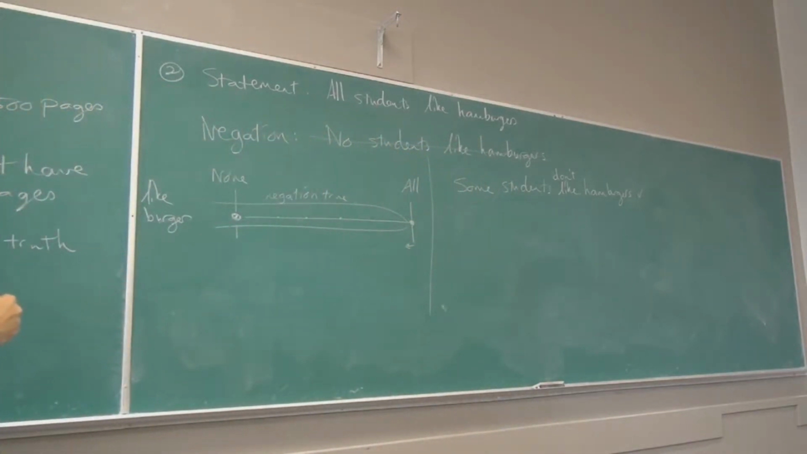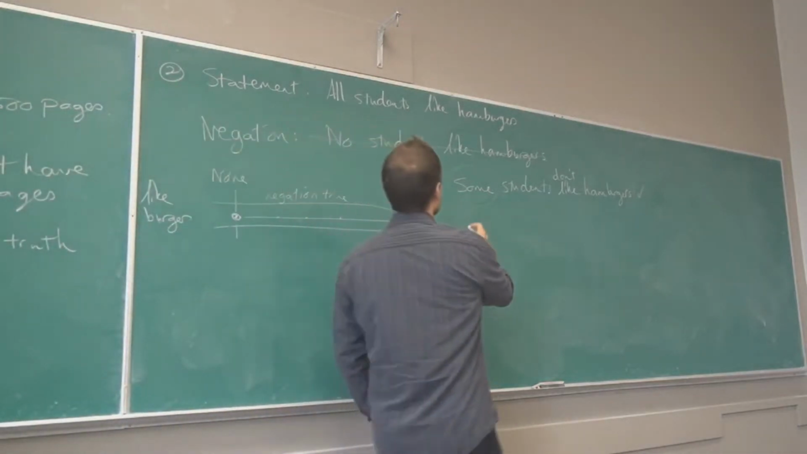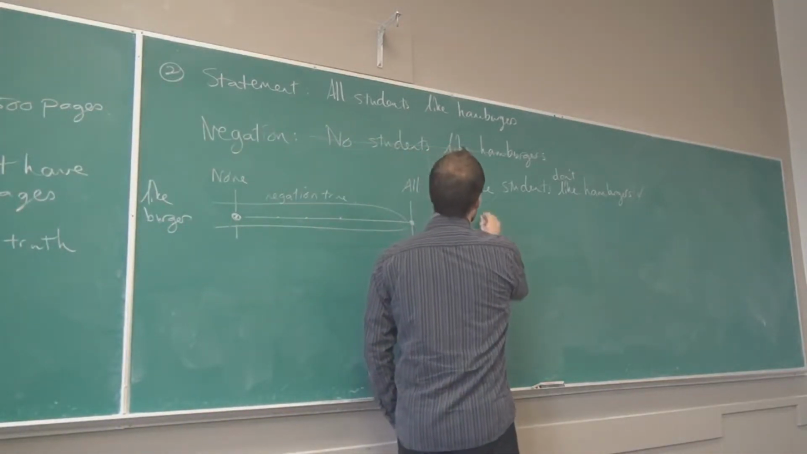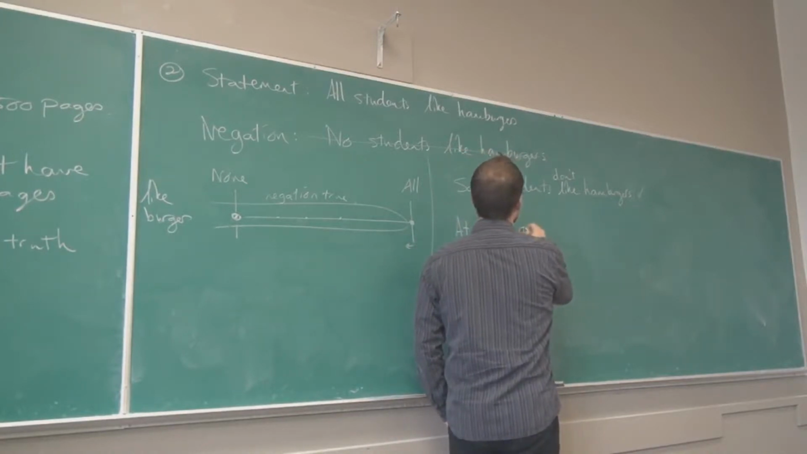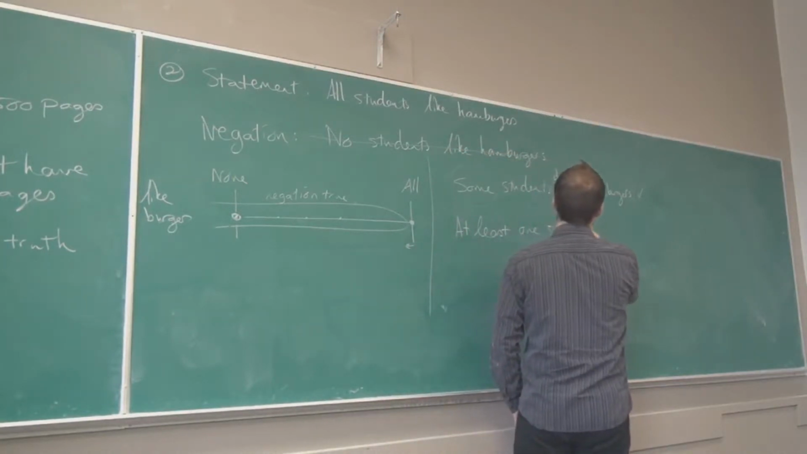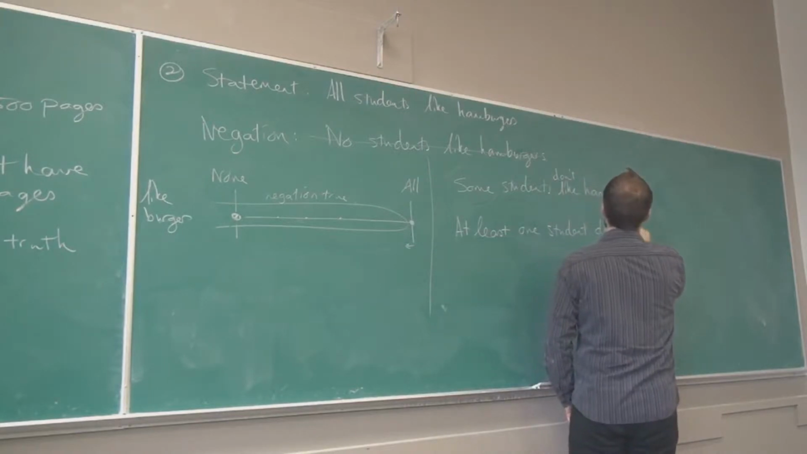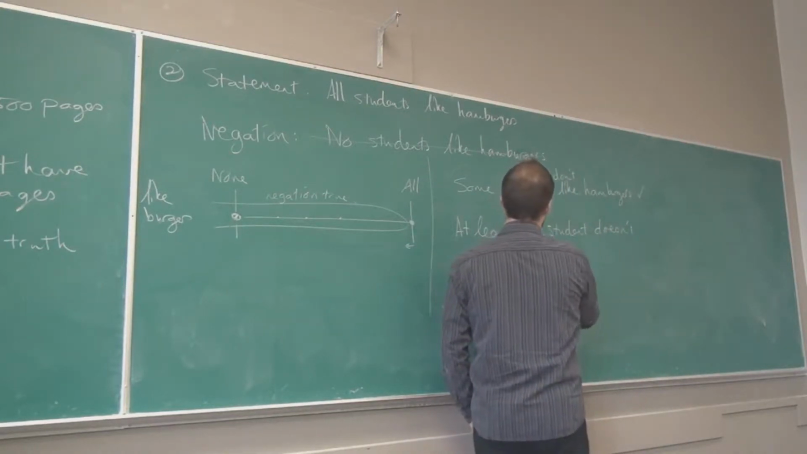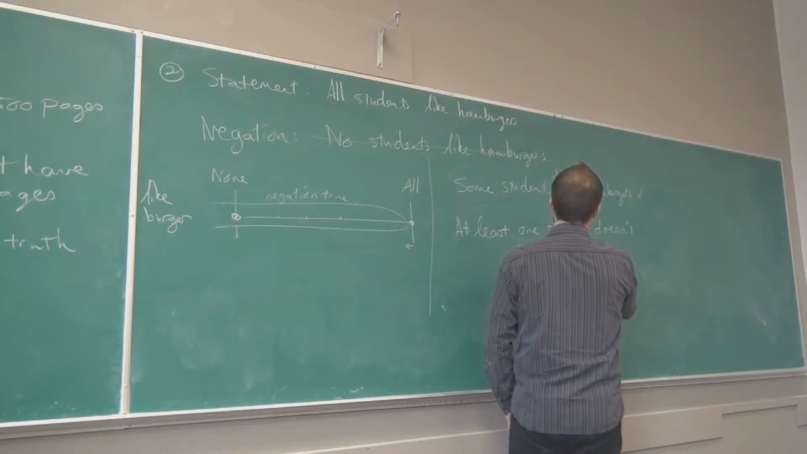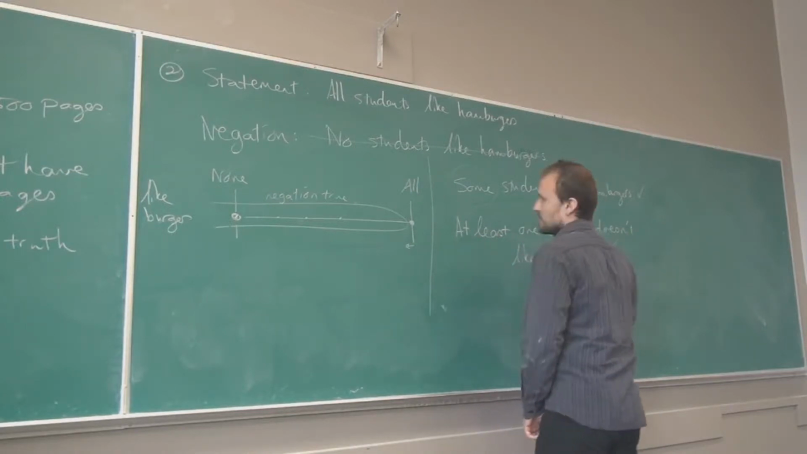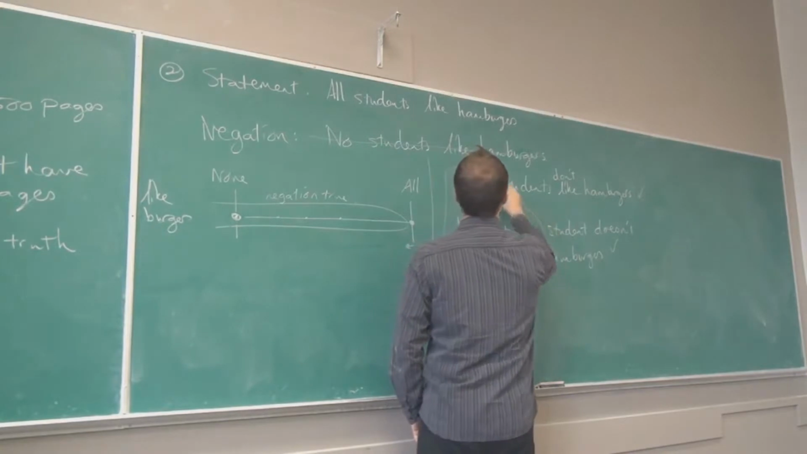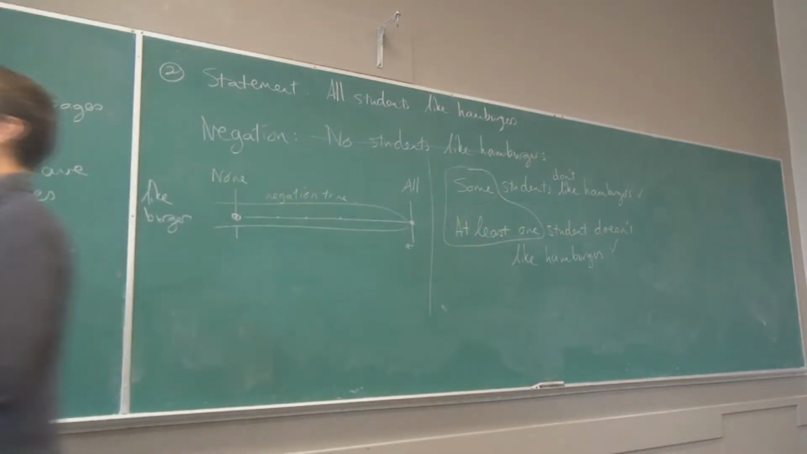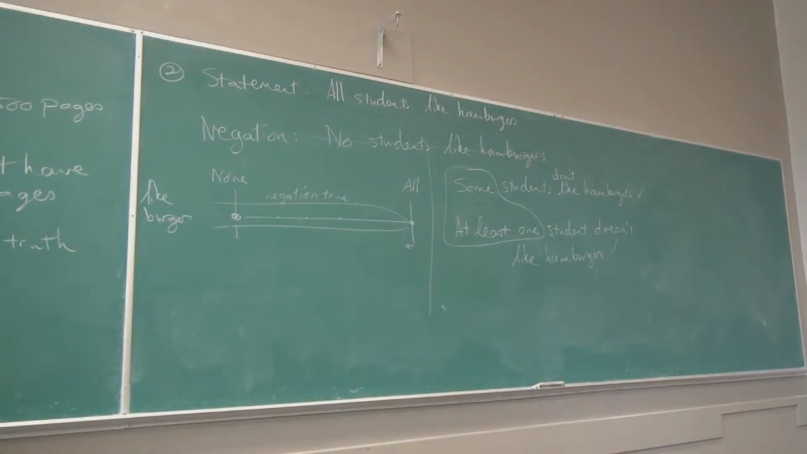Maybe a number or something. You could also say, at least one student doesn't like hamburgers. And that would be equivalent. So this some and at least one can be swapped as you feel comfortable. You can always use some. You can use an at least one. At least one just feels a little bit more precise.